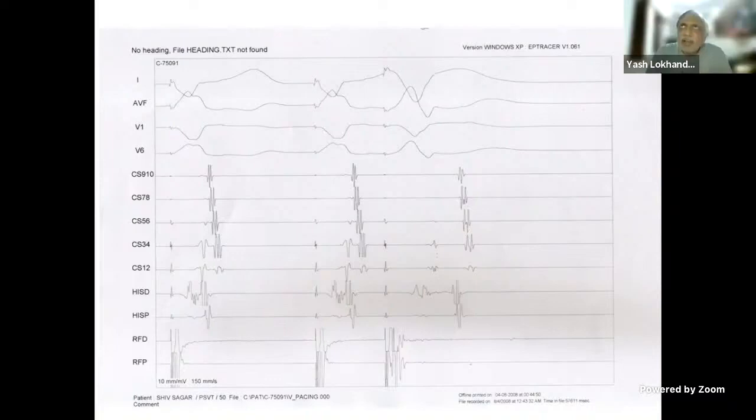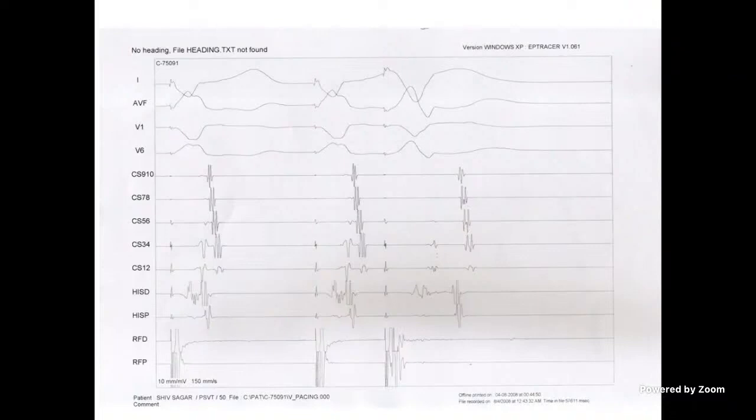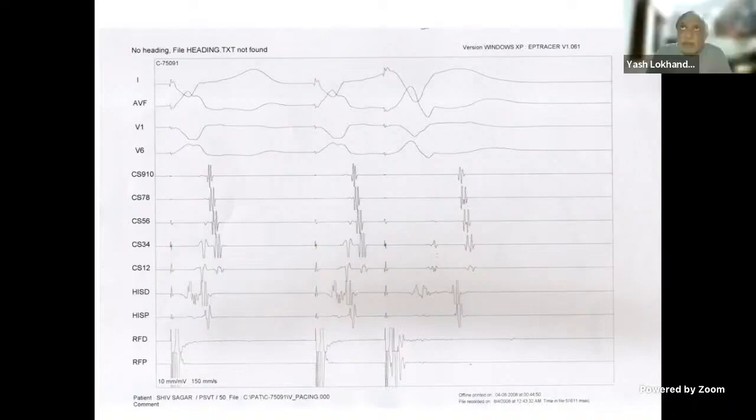Why left ventricle? Oh, the RV is being paced, sir, and it's the left. Why do you say right ventricle? So it's left bundle type of morphology, sir. So V1 is negative. Which part of the right ventricle?